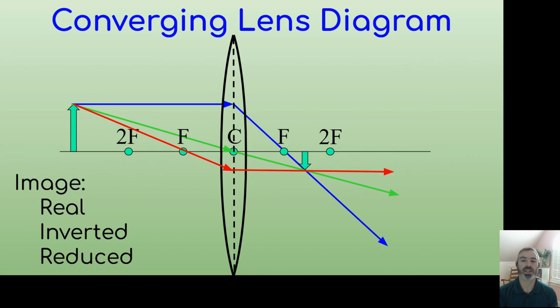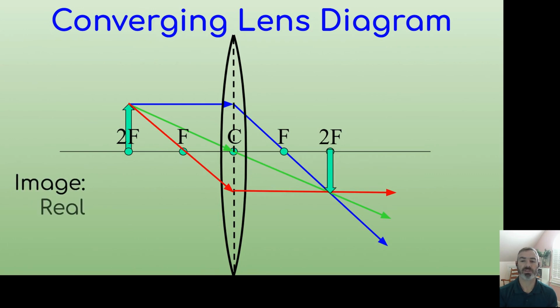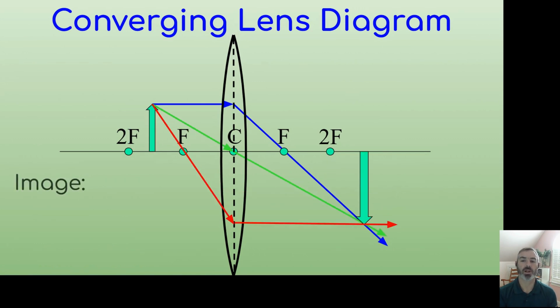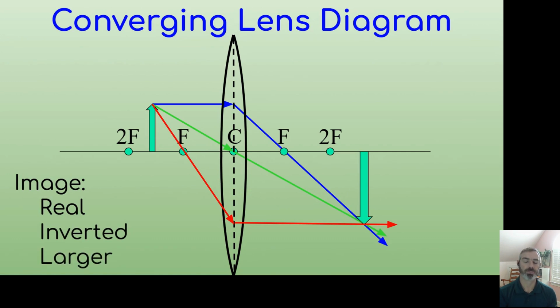As we move the object closer at twice the focal length, you can see it's going to be twice the focal length on the other side, real, inverted, and the same size. And if we move it in between the focal lengths, we end up with a real, inverted, and larger image. So the image just gets larger and larger as we move closer and closer to the focal length.